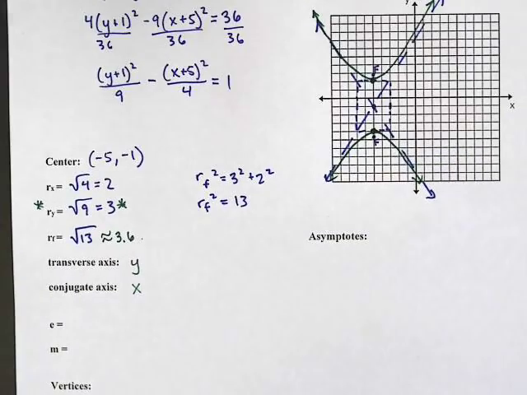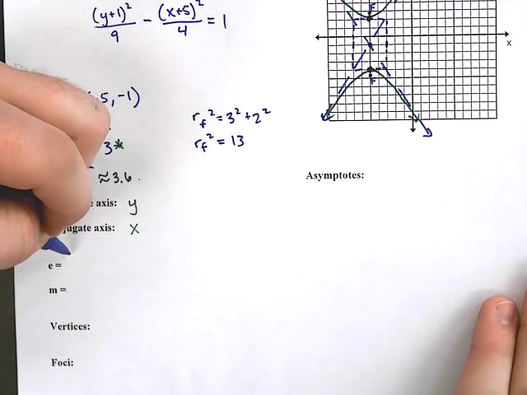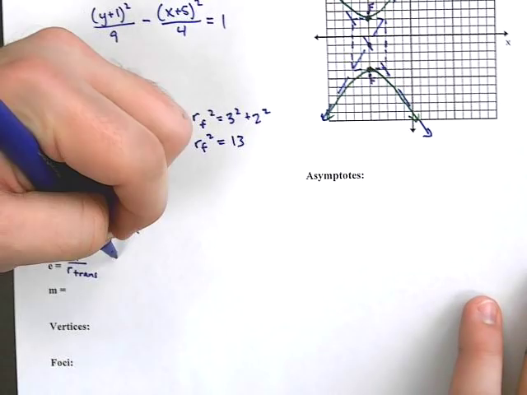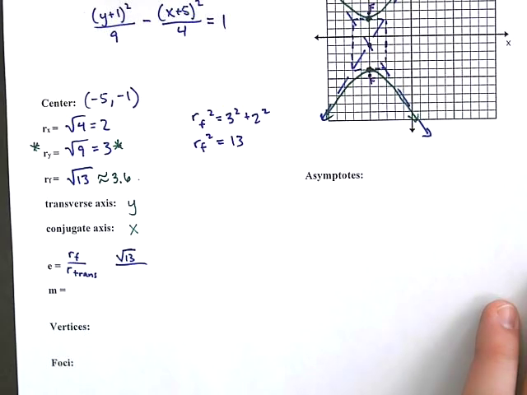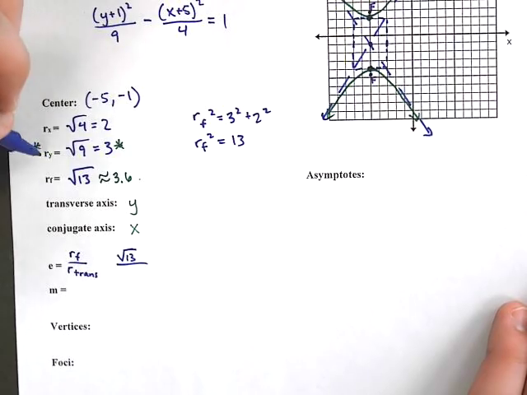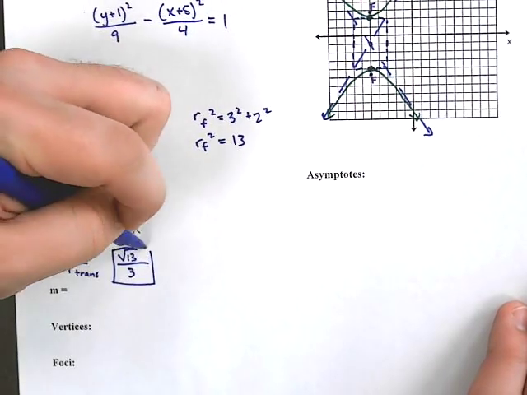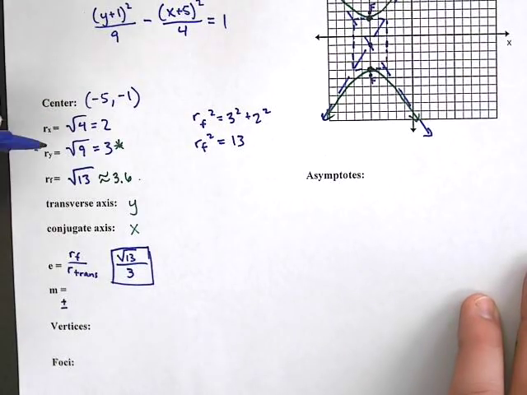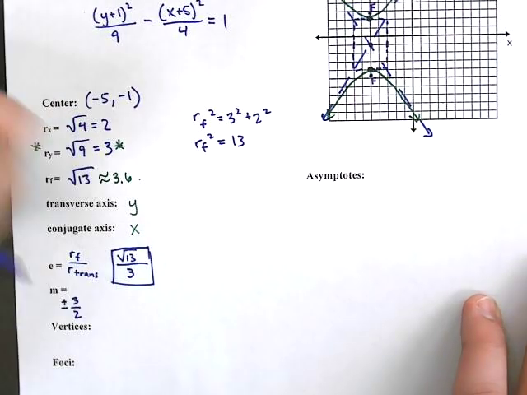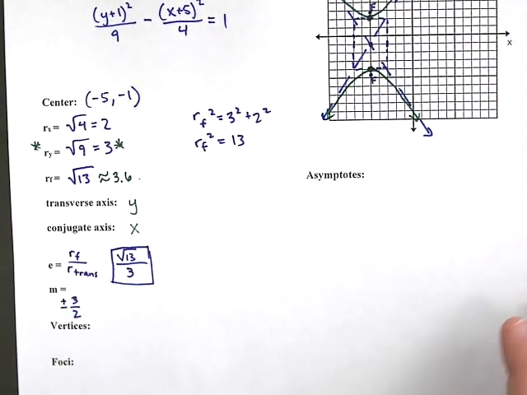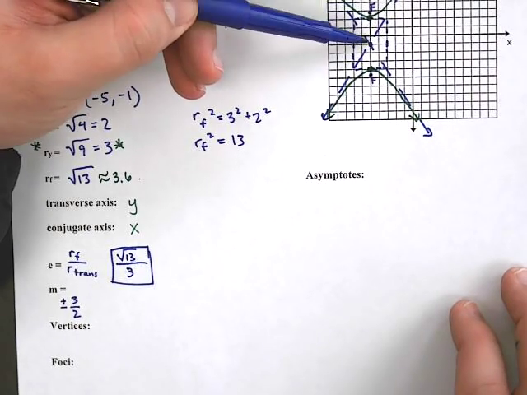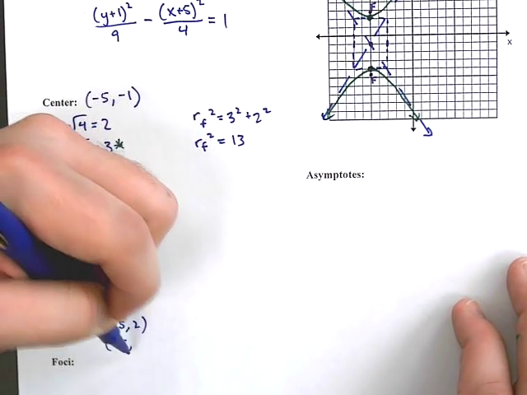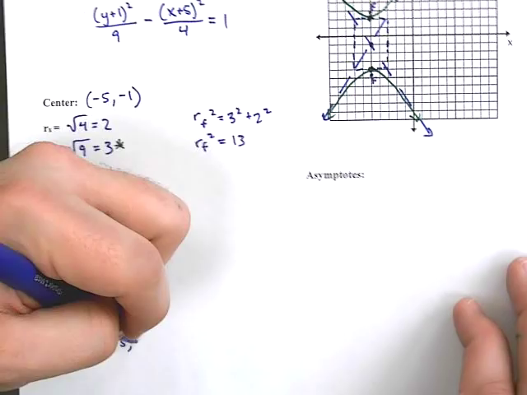All right. Eccentricity, we remember, is r sub f over r transverse. So we're going to say square root 13 over, transverse was y, so 3. And that is our e value, eccentricity. Slope is nice and easy, plus or minus y over x. So 3/2. Vertices, we can look at the graph. It was 3 above the center. So what is that, -5, 2. And then -5, 3 below, or -4.